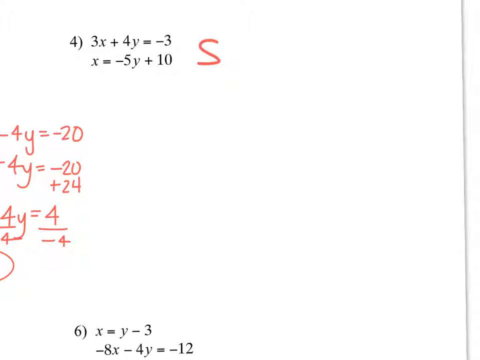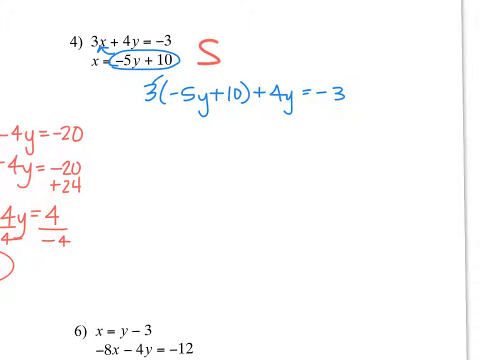Question 4 is again substitution because one of my equations tells me what x or y equals. This is an x equals, so I plug it in the x spot, negative 5y. And then we want to distribute. Pay attention that this 3 is only distributing to what's inside the parentheses, not to that 4y. So the 4y itself is just going to come down once you distribute.